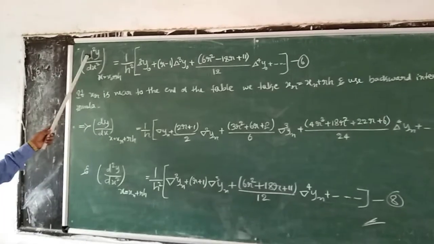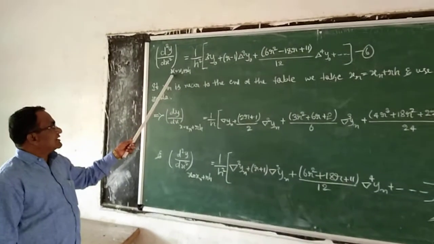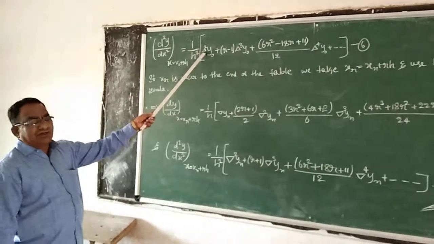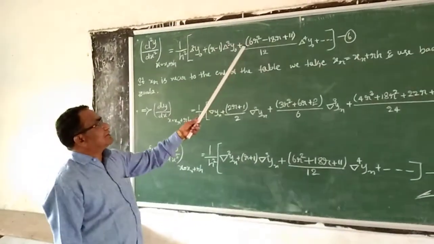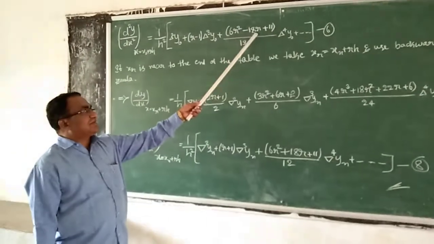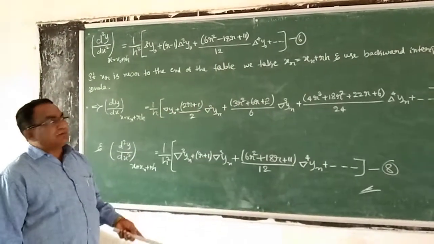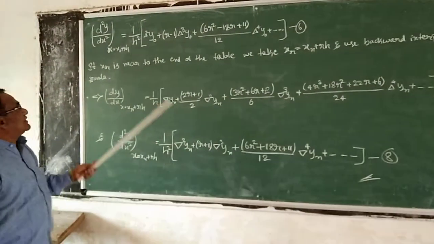The formula for the second derivative, d squared y by dx squared at x is equal to x0 plus rh, is given by 1 over h squared into delta squared y0 plus (r minus 1) into delta cube y0 plus (6r squared minus 18r plus 11) divided by 12 into delta to the power 4 y0 plus and so on. Call this the sixth formula.